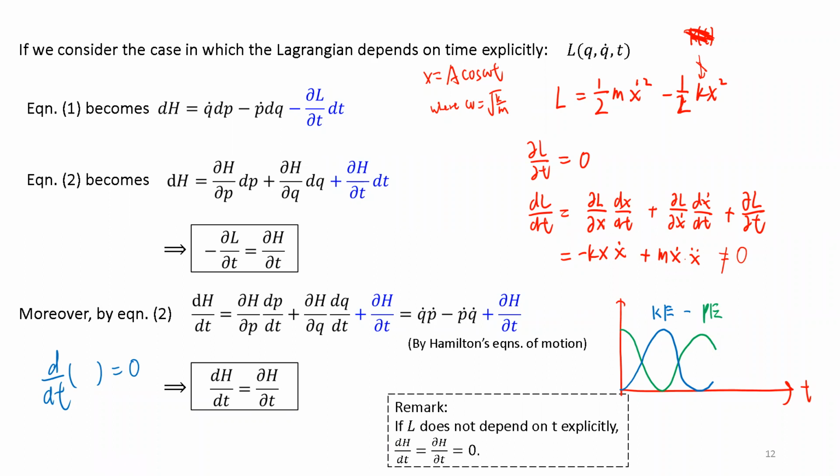But if partial L partial t is equal to 0, so L does not depend on time explicitly, that does not imply that the Lagrangian is conserved. That implies that the Hamiltonian is conserved. Then in the next part of the chapter, I'll talk about the relation between the Hamiltonian and the energy. I'll show you that in most cases that we consider, the Hamiltonian is the total energy of the system.